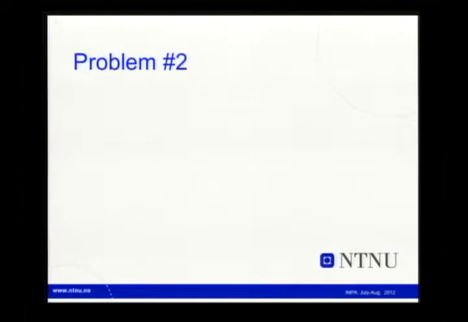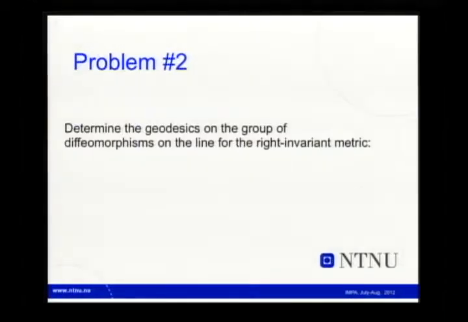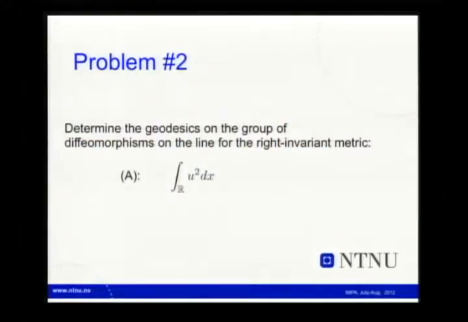The second problem is of a completely different kind. You consider the group of diffeomorphisms on the line, and you give yourself a right invariant metric, and you ask yourself, what are the geodesics? So we'll look at 3 different metrics. First is the usual L2 norm. The second is the L2 norm of the derivative. And the third one is a combination of the two, so the H1 norm.